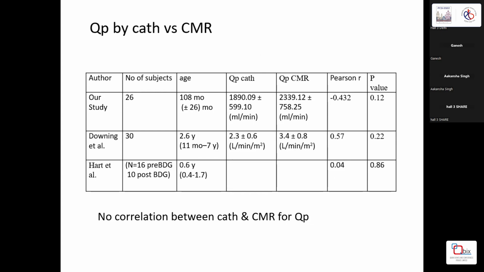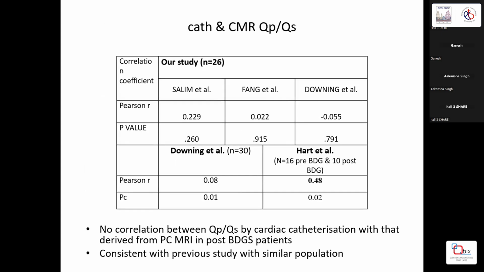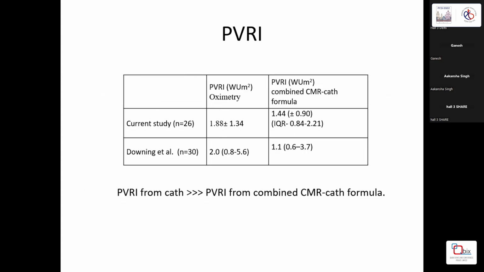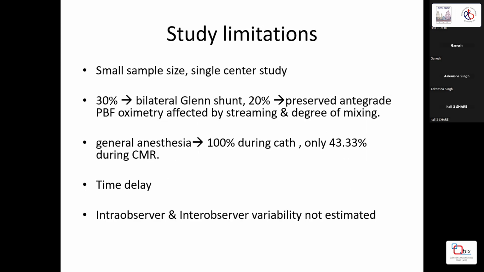In comparison to previous studies, we were also in agreement with them. There was no correlation between cath and CMR for QP, QS or QP/QS. The PVRI from cath was much higher than PVR derived by the combined CMR and cath formula. The study limitations are that this is a small sample size study from a single center. 30% of the patients had a bilateral Glenn shunt, and in 20% there was preserved antegrade pulmonary blood flow. So oximetry values could have been affected by streaming and degree of mixing. 100% of the patients who had undergone cath were under GA. However, while doing cardiac MRI, only 43% of them received GA. There was a time delay of 130 days between the cardiac MRI and the cath, so maybe a few more collaterals would have developed. And we didn't assess the intra-observer or inter-observer variability.